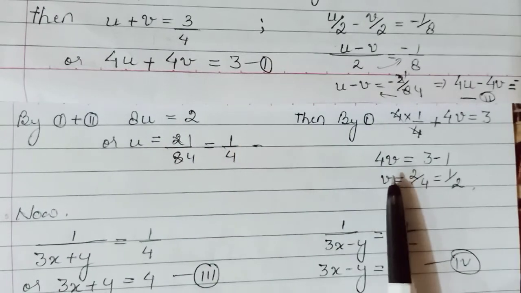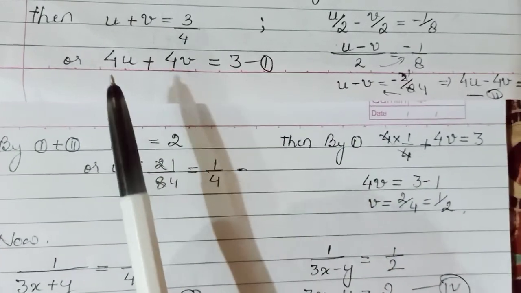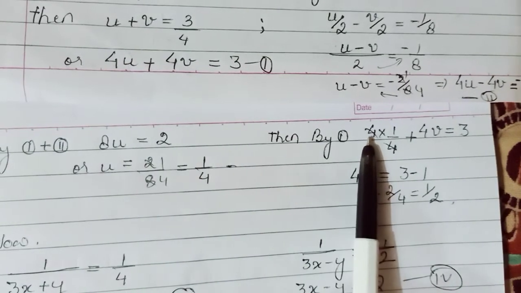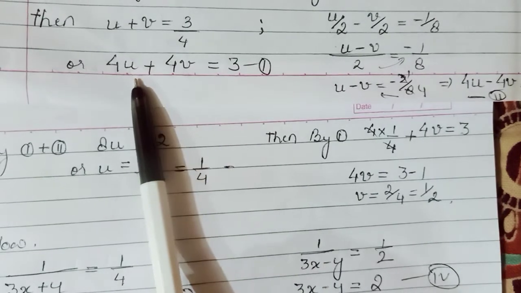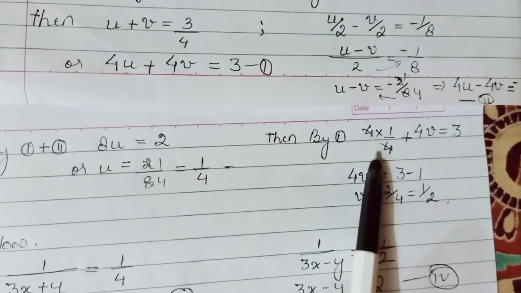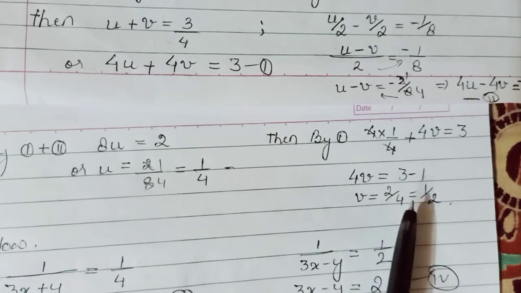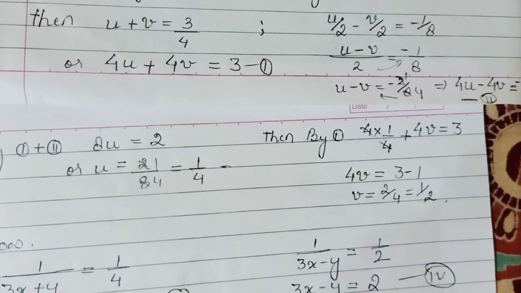Anyway, first we are taking out v from here. After u is evaluated, we can find v from any of the equations. So I have put the value in the first equation. It was 4u, and u we have found as 1 by 4. So 4u plus 4v is equal to 3. 4 into 1 by 4 becomes 1. Taken to the other side, 3 minus 1 becomes 2. So 2 upon 4, so your v is coming out to be 1 by 2.